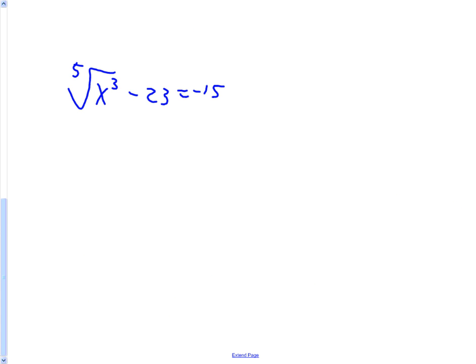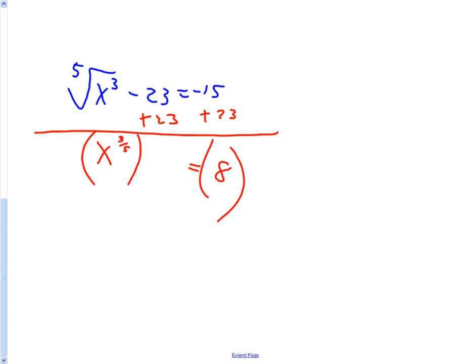Okay, what do I do first? Add 23. I got x to the something after I add 23. 15 and 23 makes 8. Okay. And then how do I write this smarter? x to the 3/5. Now I can put both sides to the 5/3. And I'll have x equals, oh, I can do this in my head.